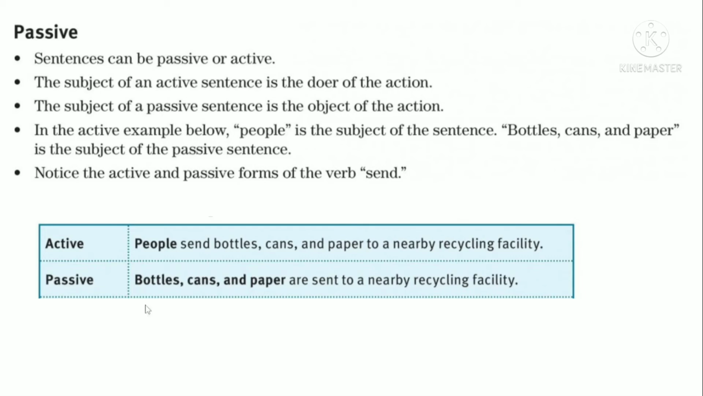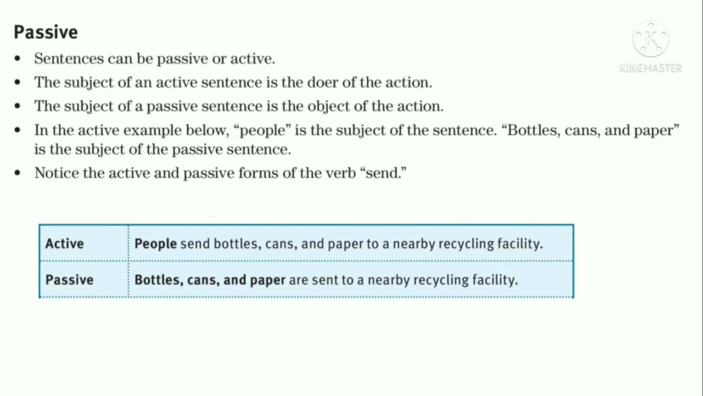So, the active: People sent bottles, cans, and paper to a nearby recycling facility. How can I make this a passive voice? Well, I have to look for the object. What is the object? Bottles, cans, and paper. Now, I take this as my subject. Bottles, cans, and papers. Then I use the verb to be, are, and the verb in past participle, sent, and the rest of the sentence, to a nearby recycling facility.